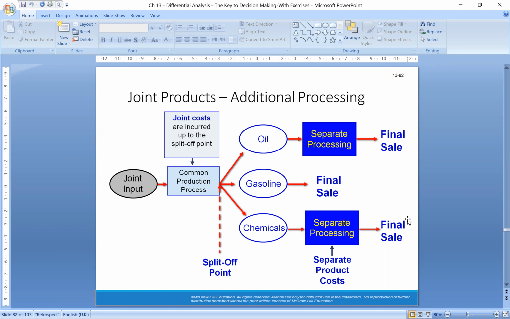So we have to compare between two things: to sell at the split off point or to process further. After the split off point, we can produce the oil, gasoline, and chemicals. The oil needs separate processing to be sold at the final stage. The gasoline doesn't need any further processing, so we sell it here. The chemicals need separate processing, and after that we can sell them.